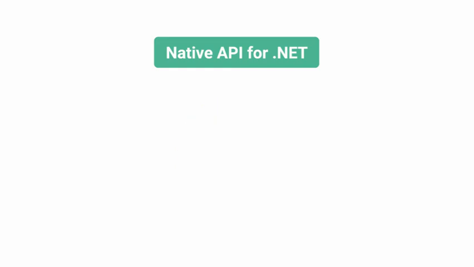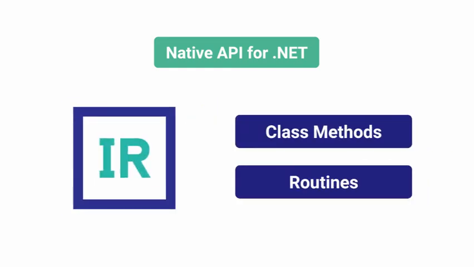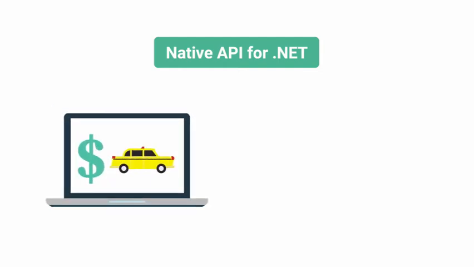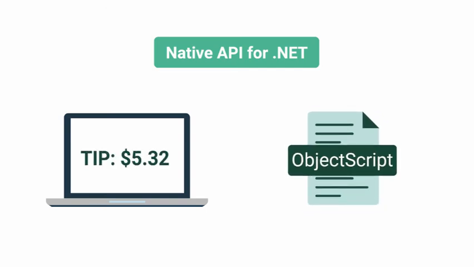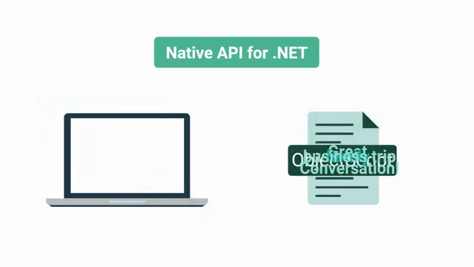Additionally, the native API allows you to call InterSystems Iris class methods and routines written in InterSystems ObjectScript. So, if your taxi application wants to leverage methods within InterSystems Iris, perhaps a method written that calculates a predicted tip amount for the taxi ride, or methods already in InterSystems Iris that allow you to analyze comments and identify top characteristics for each driver, you can call these methods from your .NET application using the native API.